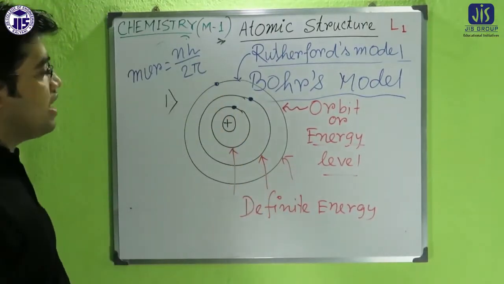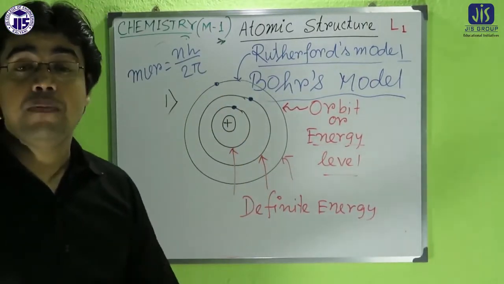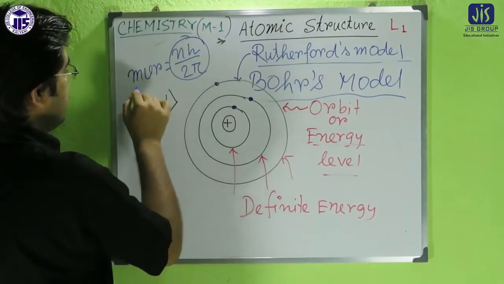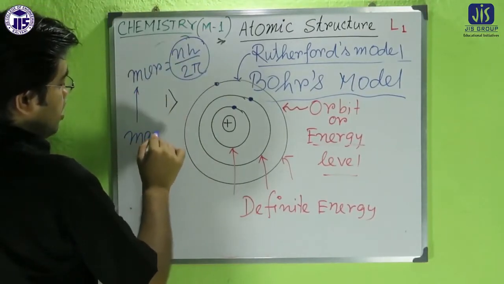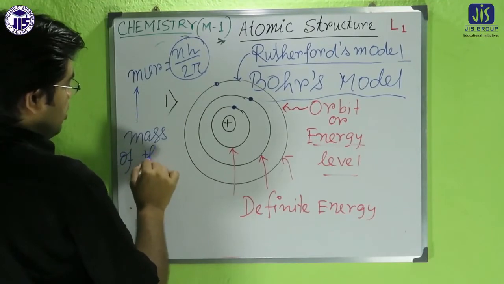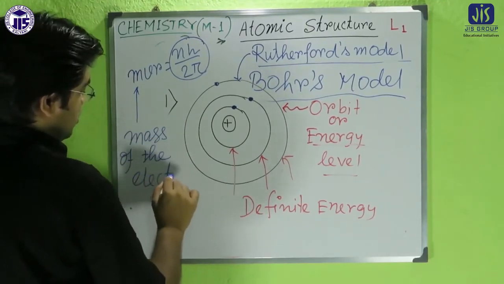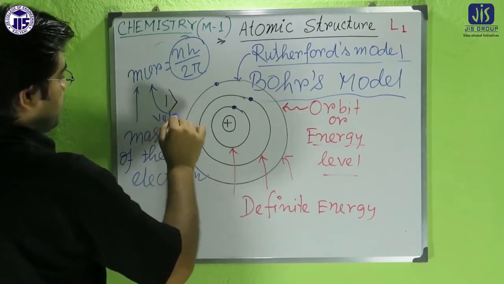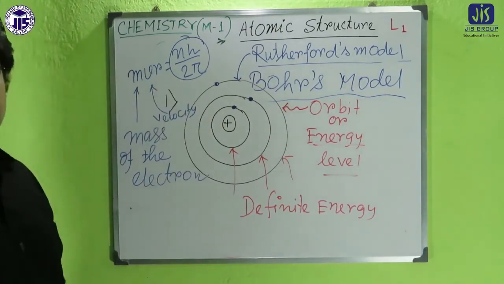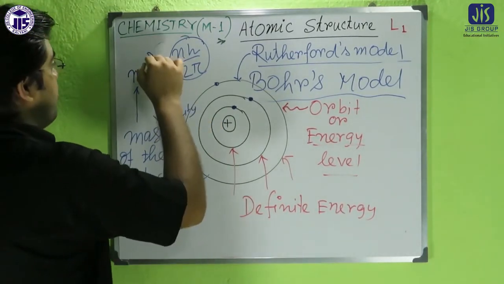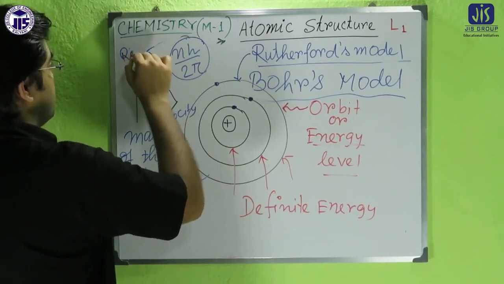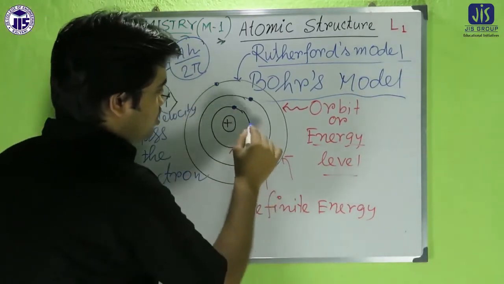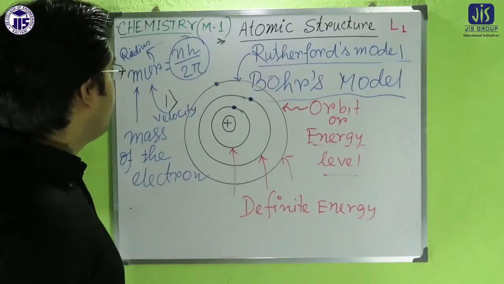According to Niels Bohr, the angular momentum of the electron will be equal to nh by 2 pi. Now, what is m? m is the mass of the electron. v is the velocity of the electron, and r is the radius of the Bohr orbit. These are the Bohr orbits. So that is mvr.